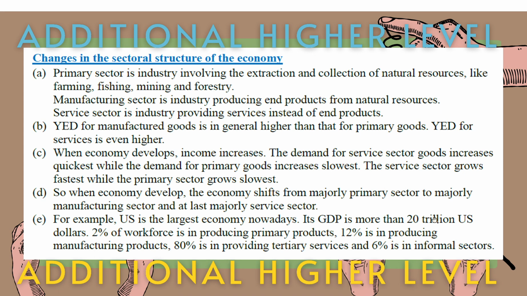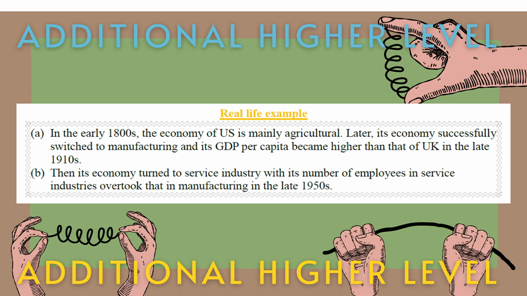And the example is a real life example. GDP is very big in the US, and we always say the US is a developed country. Why? Just 2% of the workforce is in primary products, 12% in manufacturing, 80% in the tertiary sector, and 6% in the informal sector. So obviously it's a well-developed country.